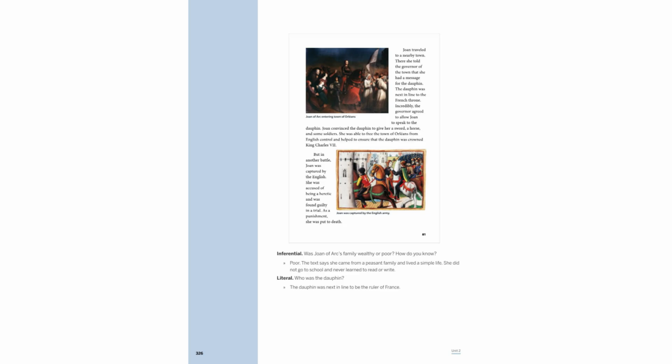Joan of Arc, from a humble peasant background, remarkably convinced the governor to let her meet the Dauphin, the future King Charles VII. She led French forces to liberate Orléans, securing the Dauphin's coronation. Tragically, Joan was later captured, tried as a heretic, and executed by the English.